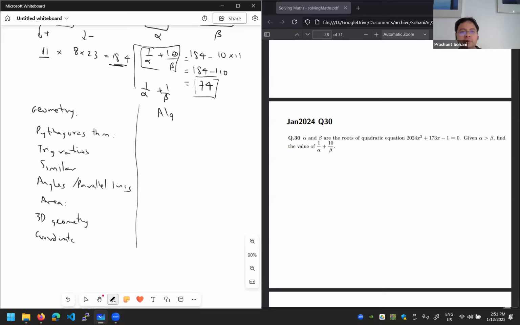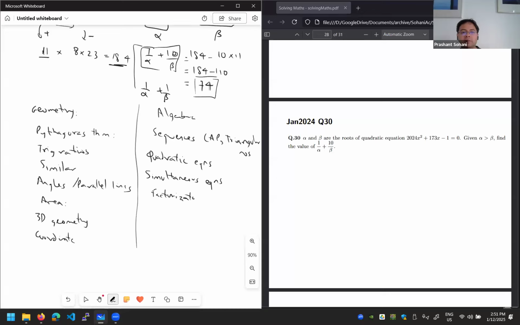And in algebra, mostly we had some problems related to sequences, like knowing triangular numbers, how to add arithmetic progression, triangular numbers. We had some questions related to quadratic equations, like the relation between the roots and the coefficients. Some related to solving simultaneous equations or factorization, identities, some basics.